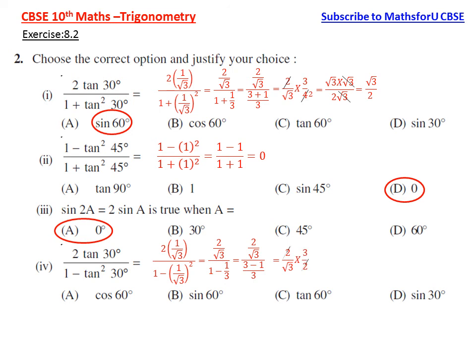Now this 2 gets cancelled. 3 can be written as root 3 into root 3 divided by root 3. So root 3 gets cancelled. So we get the answer root 3. Root 3 is the answer we are getting for this. So tan 60 is the right answer. So for problem number 4.